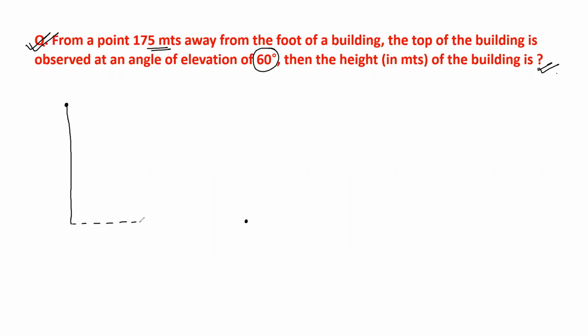So that means this distance is given to be 175 meters. Further, it has been given that the top of the building is observed at an angle of elevation of 60 degrees from this point. So that means if we draw the line of sight, in that case, this angle would be 60 degrees. And we need to find the height of the building. That means we need to find this height.